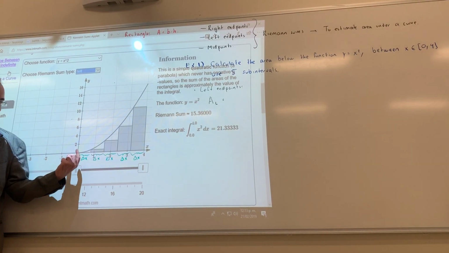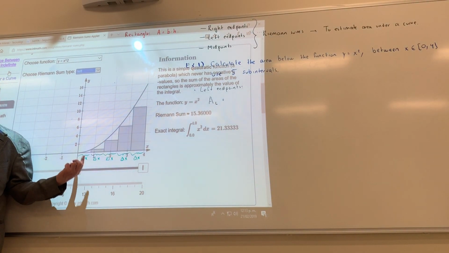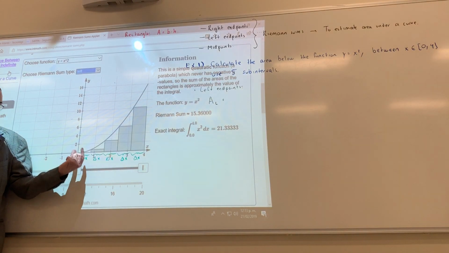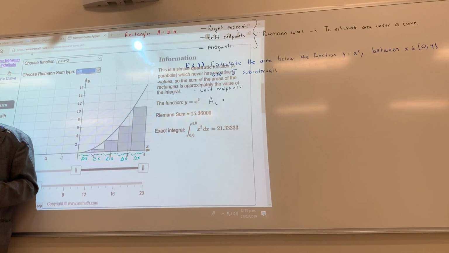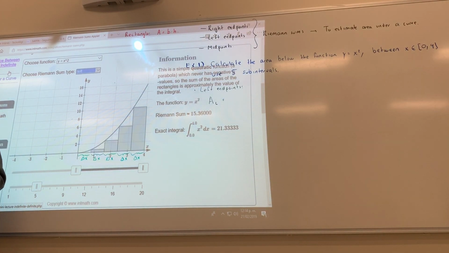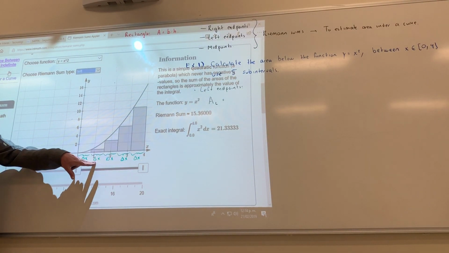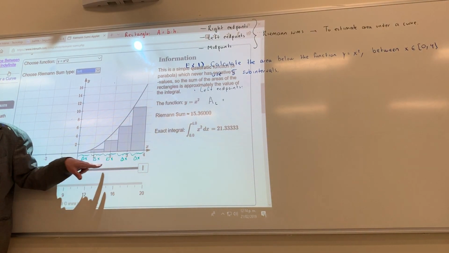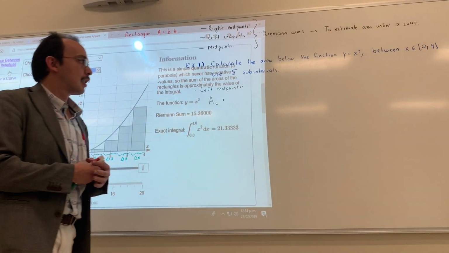Perfect. So the question is, how do I get the area of each rectangle? You divide the base in 5 and for the height. Exactly. In this case, for example, I need the delta x because that's going to be the base of each rectangle. How do I get that?